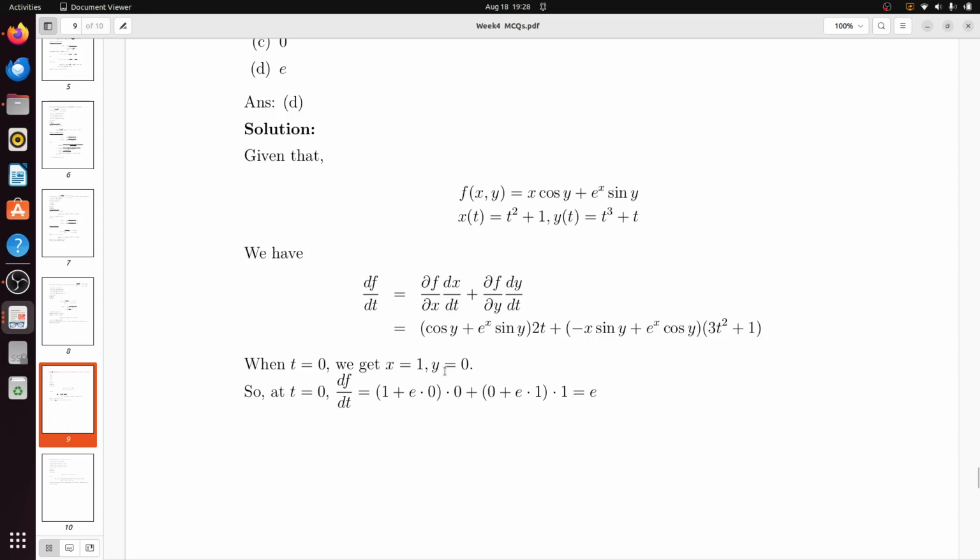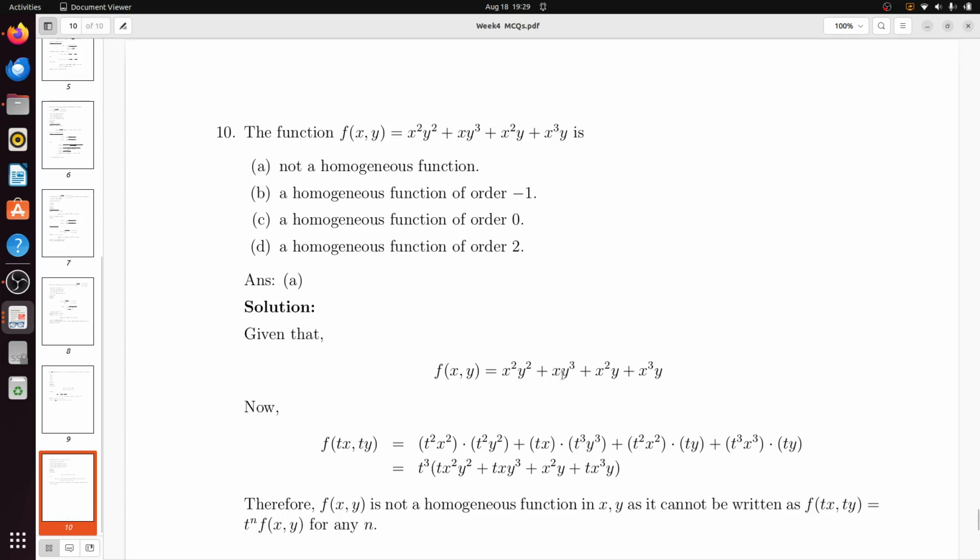So when t equals 0, we get x equals 1 and y equals 0. So at t equals 0, df/dt equal to 1 plus e to the power 0. So this is actually e. Now next, move to the second function. Last problem, last MCQ of today's class. Next I will discuss some theories.